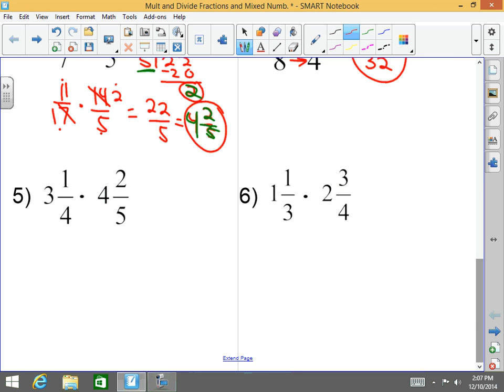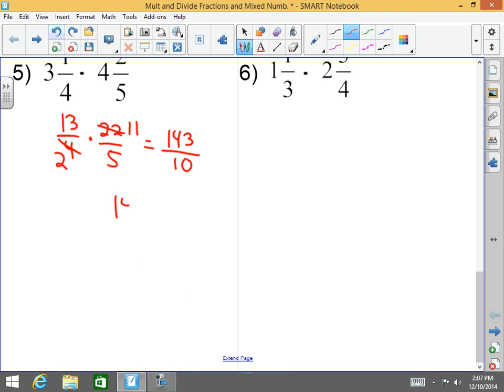Number 5. 3 times 4 is 12 plus 1 is 13 fourths. 5 times 4 is 20 plus 2 is 22 fifths. Can I cross reduce anything? Yes. This is an even number and that's an even number. So that means that 2 goes into both of them. 2 goes into 4 2 times. 2 goes into 22 11 times. 13 times 11 is 143. 2 times 5 is 10. 10 goes into 143 how many times?